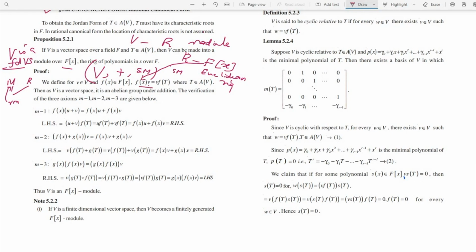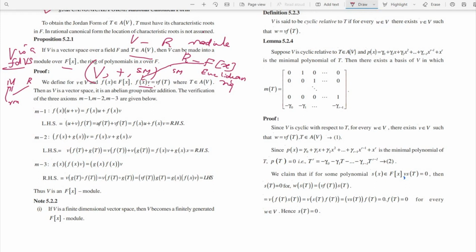We are not familiar with this, but we are familiar with the image of v under f(T). T is a member of A(V), as already mentioned. When we consider a function of T, its domain and codomain are from V to V, and it will be a linear transformation. So the image of v under f(T), because our T belongs to A(V), is a member of capital V. In this nice way, we have the scalar multiplication to make V an F[x]-module. Now, having got this operation, we know already that V under plus is an abelian group.